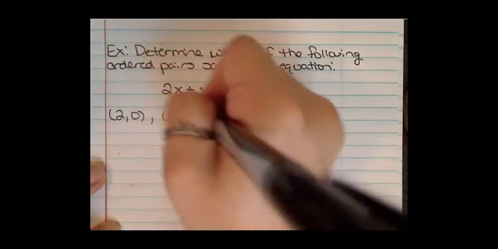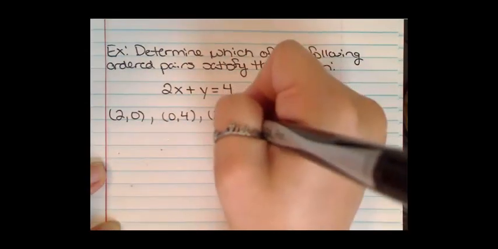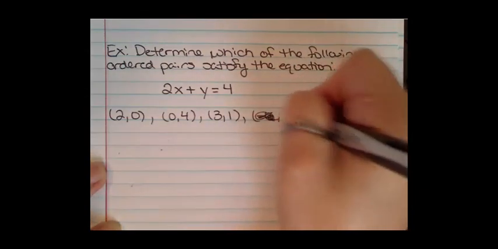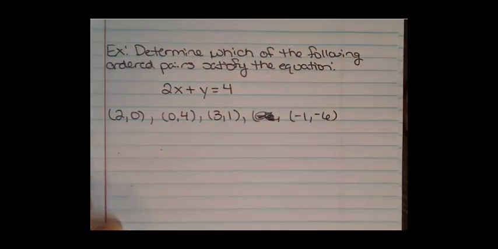So we would have the equation like 2x plus y equals 4, and then it's going to give us some ordered pairs. We have (2, 0), we have (0, 4), we have (3, 1), and we have (-1, -6). So it gives us 4 points and an equation, and it wants to know which of these ordered pairs satisfy the equation. So it's like we were doing at the very beginning of the notes, where we are just plugging in the ordered pairs and seeing if they are true statements or not.